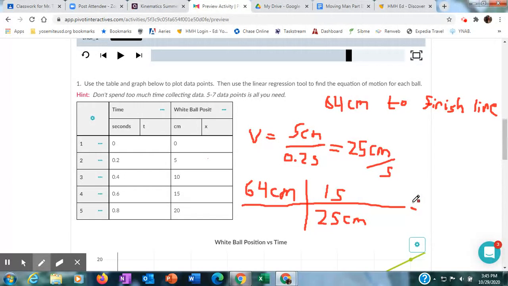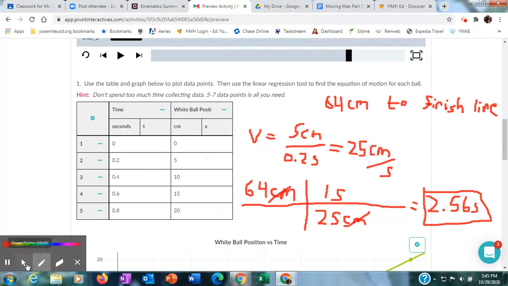If you do that, my centimeters cancel out and I'll just be left with seconds. Or if you would like, you can also use a little bit of algebra to determine this as well. First of all, let me calculate this. If I have 64 divided by 25, I'm going to get 2.56 seconds. That is how long it's going to take to travel 64 centimeters.